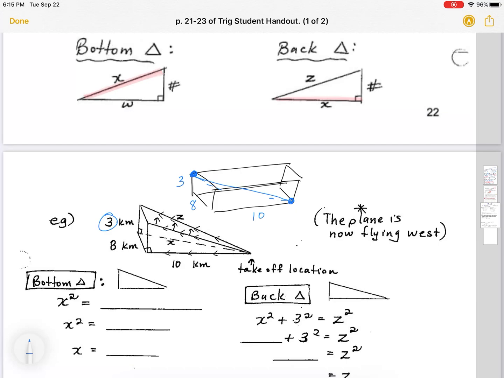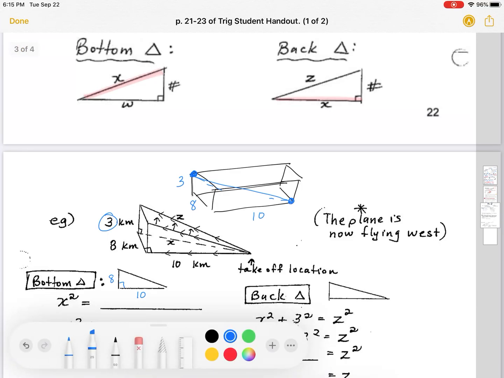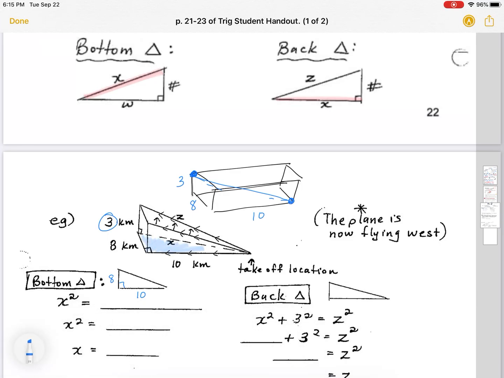Okay, so that's exactly what we were finding before. Now looking at this, we have our 3 from here, our 8 from here, and our 10 from here. And what we're looking for is that angled Z. Now the bottom triangle is 8 by 10. Okay, so that's the bottom triangle that we're looking at right in here. So let's color that in. So that's this triangle here. Okay, that matches up with this one.